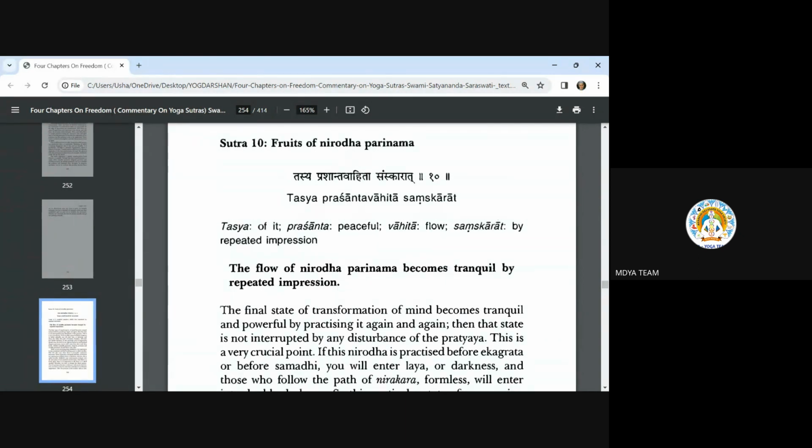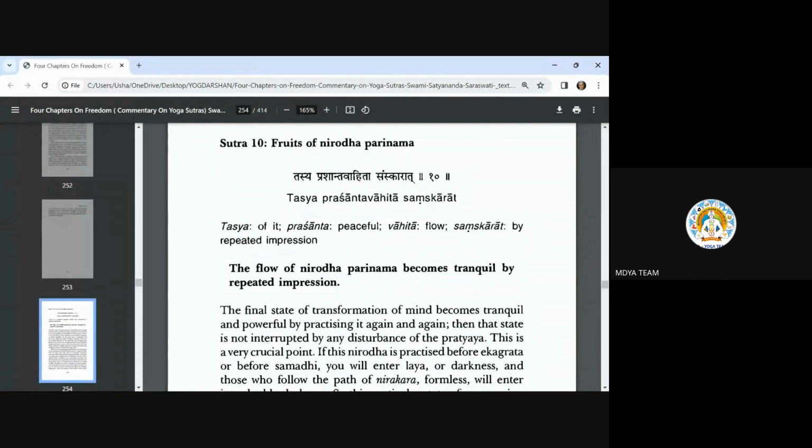You're getting it? Tasya Prashanta Vahita Samskarat. Tasya is in reference to the previous Nirodha Samskara. Prashanta is peaceful. Vahita is flow. So, the peaceful flow of that previous Samskara is called Tasya Prashanta Vahita Samskara. How do we understand this? We should understand this as a continuation of that Nirodha into a prolonged duration. That is what the sutra is trying to say. Nothing more to it. Okay.